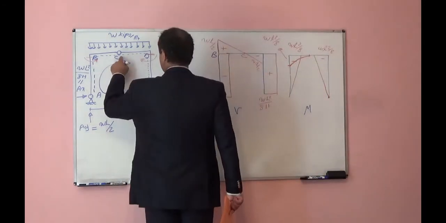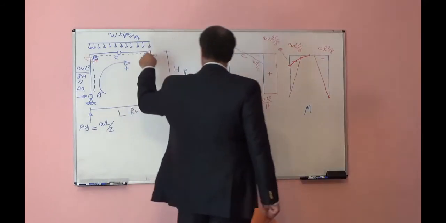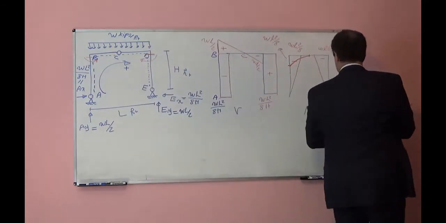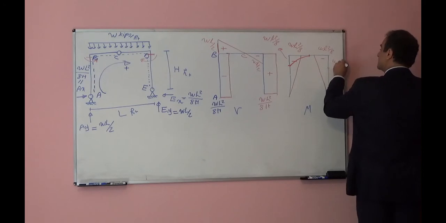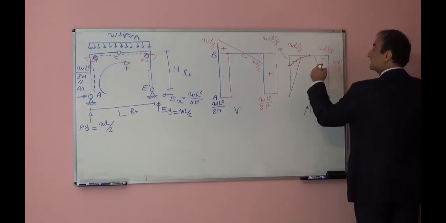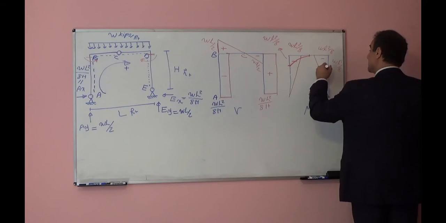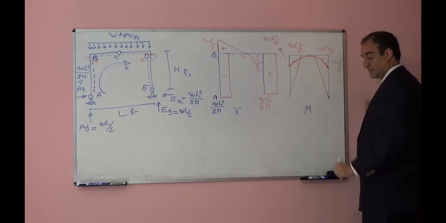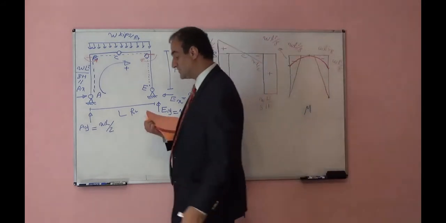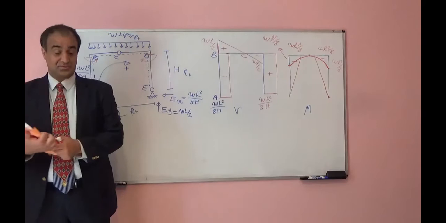Again, at C should be 0. At D, because it is rigid joint, in other side should be again the same moment, WL square over 8. And from C to D, because we have distributed load, shape should be parabolic shape, something like this. So this will be our moment diagram.